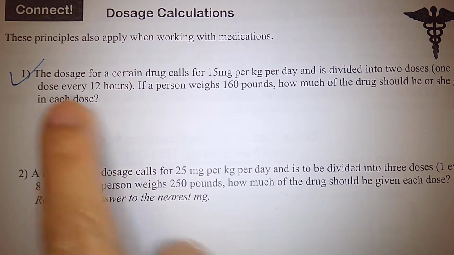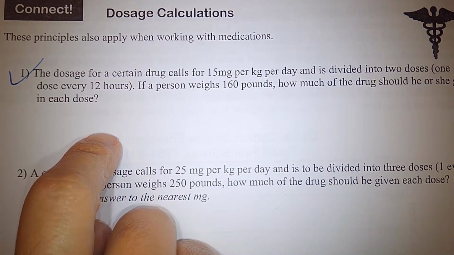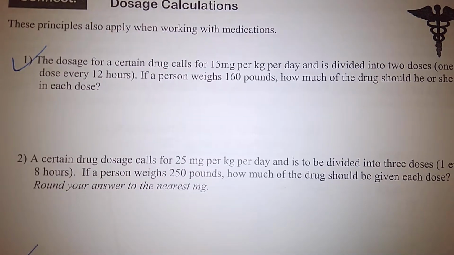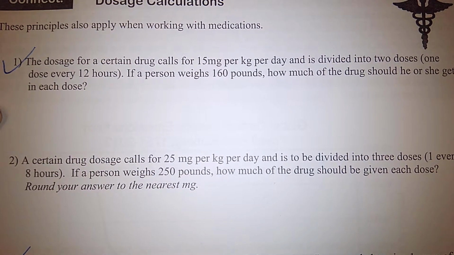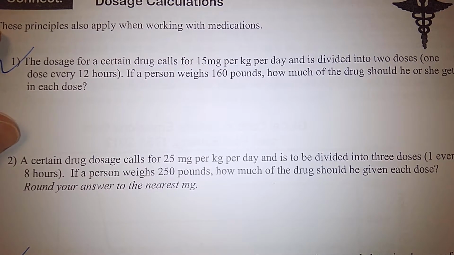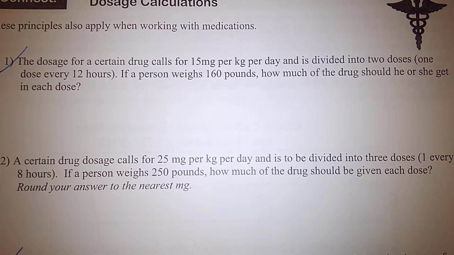Alright, so question 1, okay? Why mentioning dosage calculations? Because you might encounter exam questions, so that's why we have to pay attention, right? So question 1, whose turn to read question 1? Irma? The dosage for a certain drug calls for 15 milligrams per kilogram per day and is divided into 2 doses, 1 dose every 12 hours. If a person weighs 160 pounds, how much of the drug should he or she get in each dose? Alright, good.